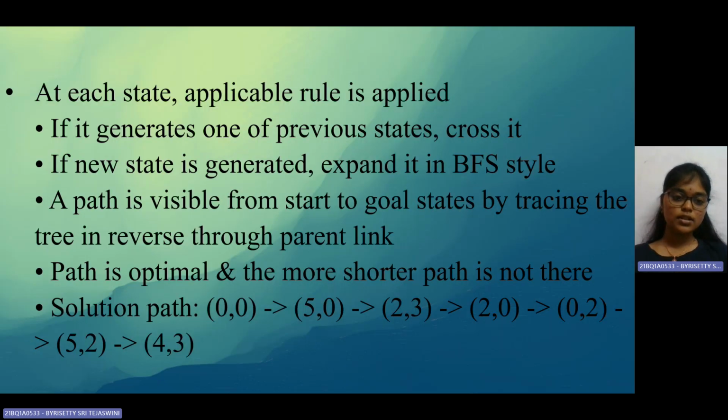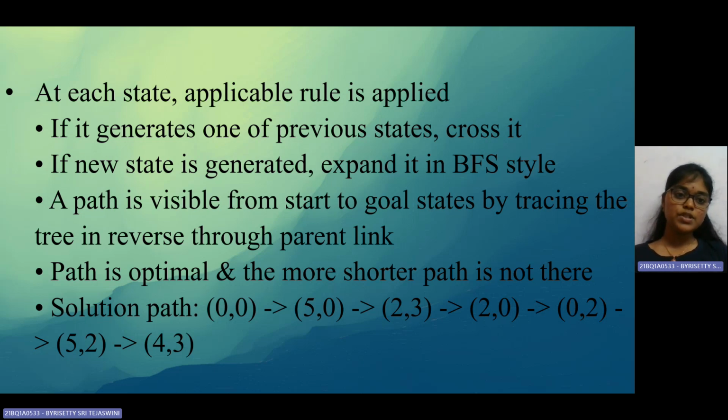So let us see it descriptively. At each state, the applicable rule is applied. If it generates one of the previous states, cross it out. If a new state is generated, expand it in BFS style. So as we see, 5 0 0 3 and the next state is 2 3. 2 3 is a new state, so it is expanded in BFS style.